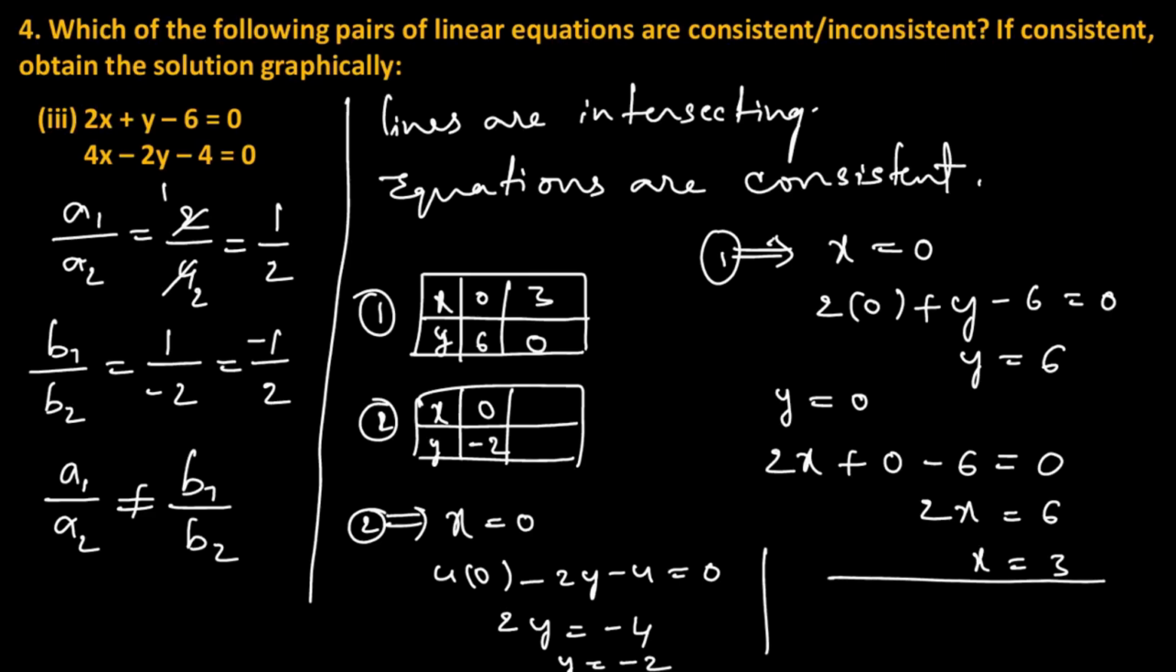For the same thing, when I take y is equal to 0 for the second equation, 4x minus 0 minus 4 equal to 0. 4x is equal to 4, x is equal to 1 now. When y is equal to 0, x will be 1. That's it. Let's draw the graph.